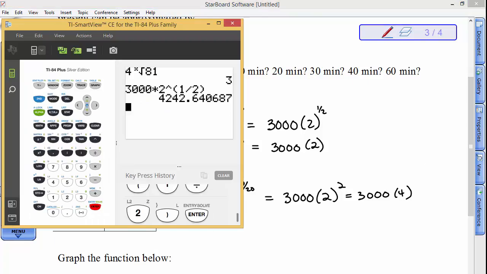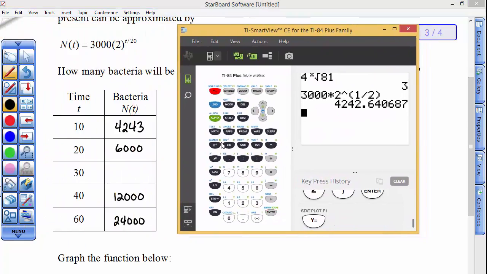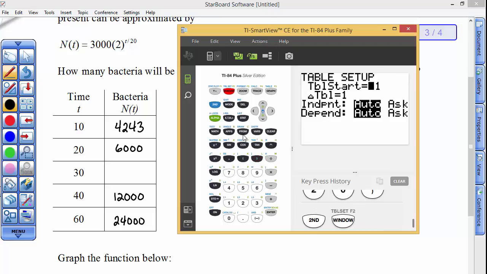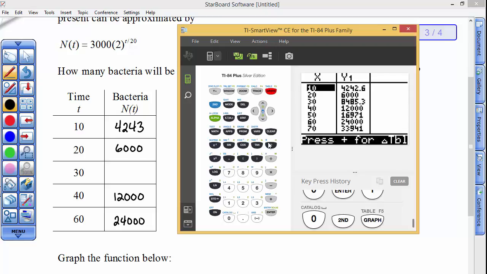So let's be reminded of the fact that it can create a table for us. So we'll go here, and we'll clear these formulas, and we'll put in 3,000 times 2 to the x divided by 20 power in parentheses. Then we're going to tell the calculator that we'd like to have it set up a table of values where it starts with the number 10 and goes in increments of 10, mostly because I got to go 10, 20, 30, 40, and then right here I have a difference of 20. But I'm going to start it at 10 and have it go in increments of 10, and now I'll go second and the graph key, or the table, to get the numbers we'd been getting anyway.